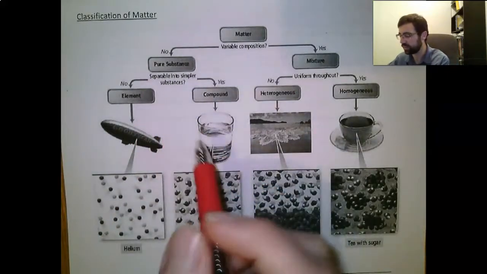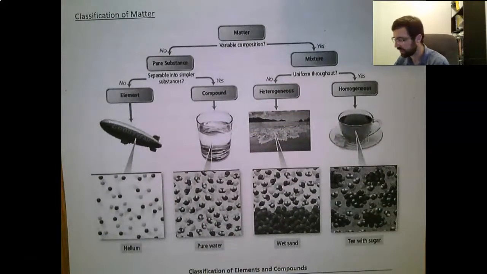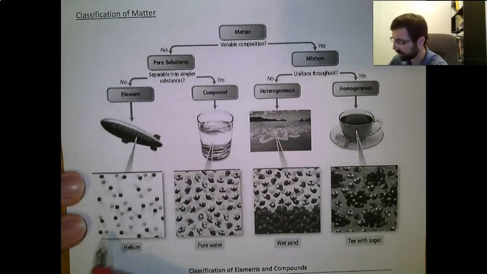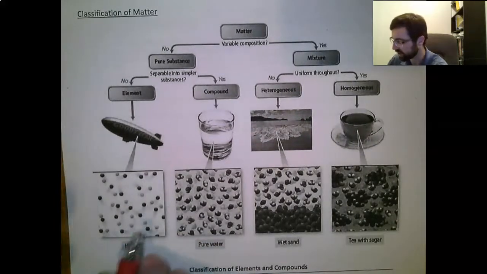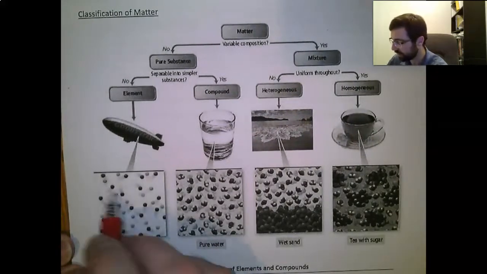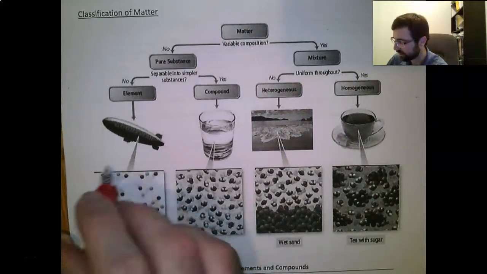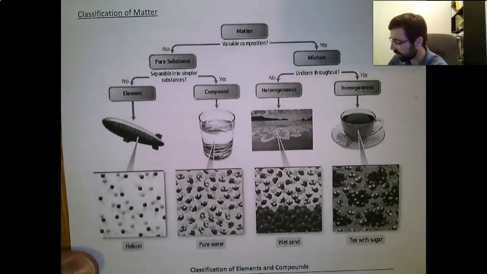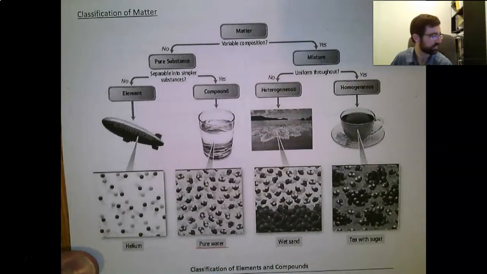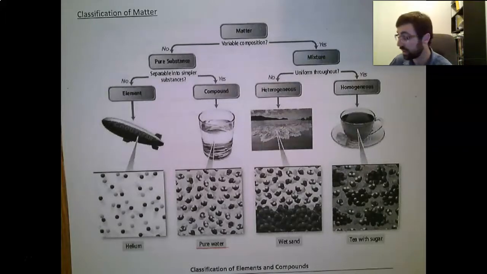And then we've got our picture representations down here. Now this is kind of grayscale, but this is supposed to all be the same type of atom. They're just moving in different layers. If it's all the same type of atom, that is an element. Helium is an example. And then we've got pure water. That word pure water is kind of key because it tells us that it doesn't have any impurities in it. If it has impurities, then it would actually be a mixture because it's got something other than water in it.